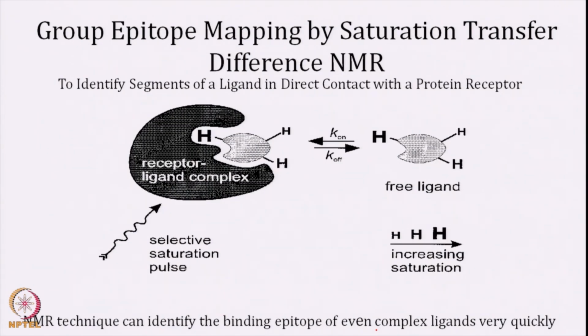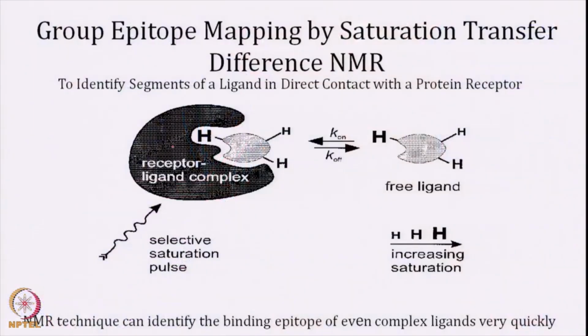Now, let us go further. This experiment is called group epitope mapping by saturation transfer difference NMR. What we want to determine is the segment of a ligand in direct contact with a protein or receptor. Suppose the protein is big and the ligand is also big. All the moieties in the ligand are not interacting with the protein, some moiety is interacting, and that is what we have to find out, which moiety is in proximity. Briefly I have discussed it, but let us go in detail.